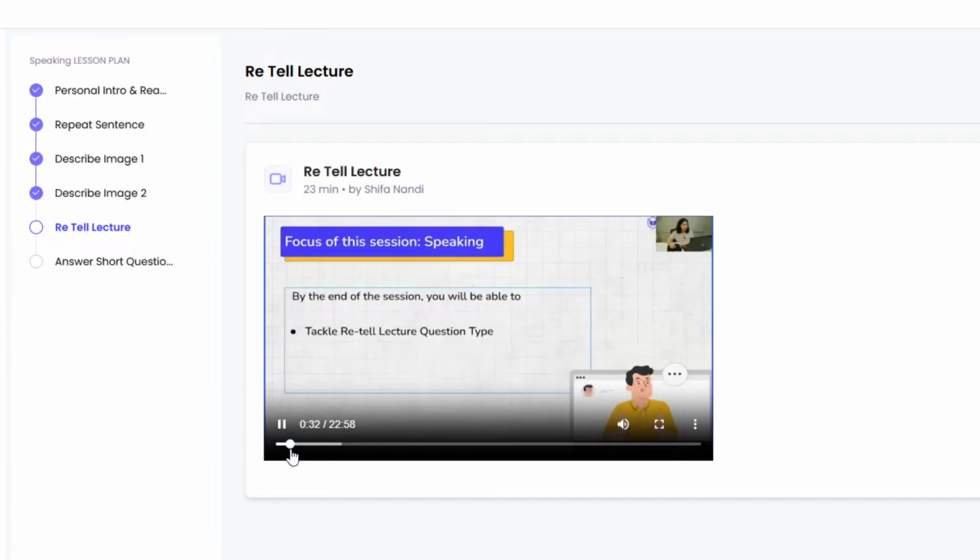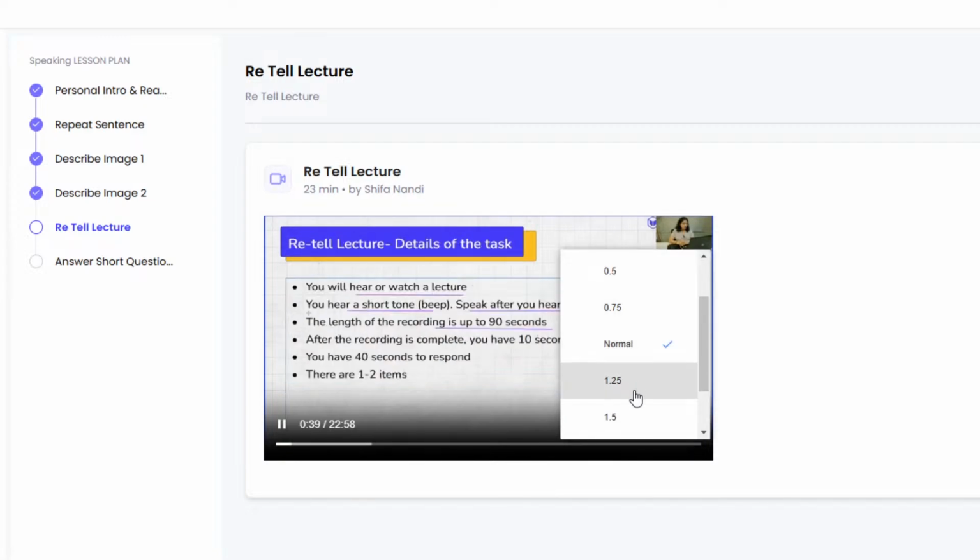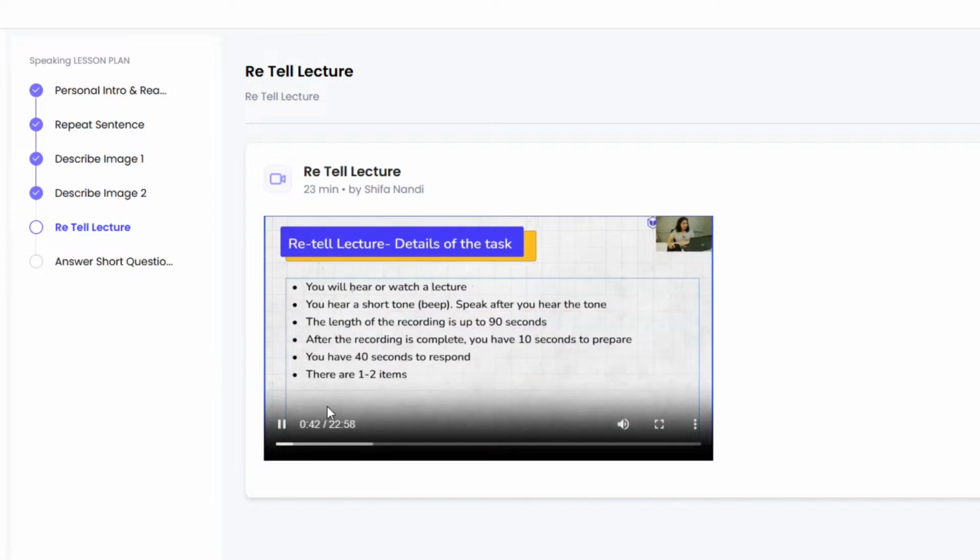How to deal with this question type. So let's understand the details of this task. In this case, you will hear or watch a lecture and you will also hear a short beep or a tone after the lecture is over. Then you need to speak and record your response after you hear this beep.